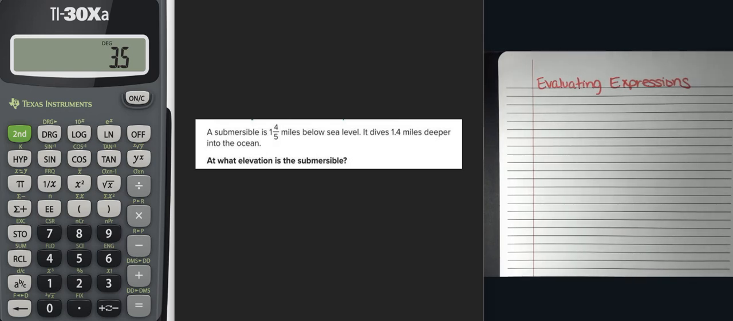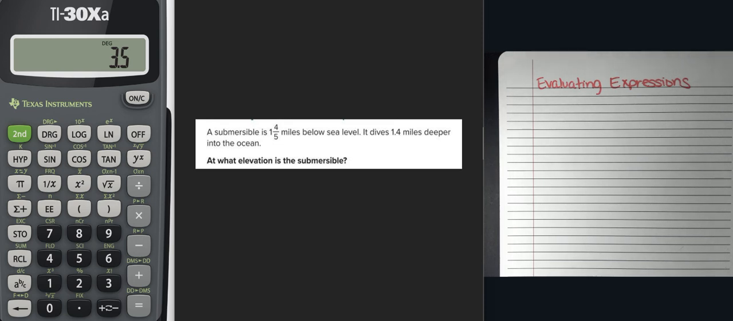All right, so we are working on a problem where we are still subtracting rational numbers. But in this problem, what we're going to do is evaluate our expressions to see what's happening. So we have a submersible, and it is 1 and 4/5 miles below sea level. It dives 1.4 miles deeper into the ocean. At what elevation is the submersible?